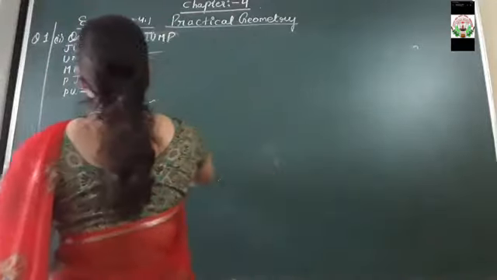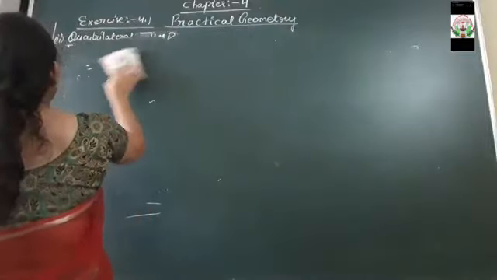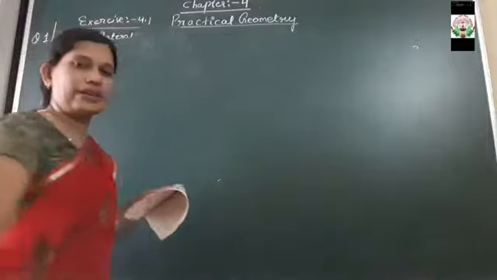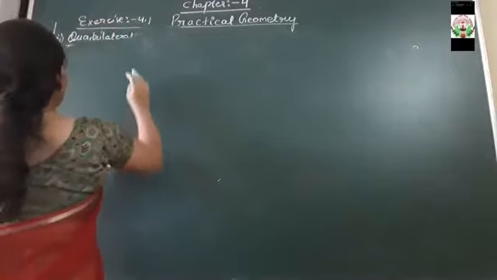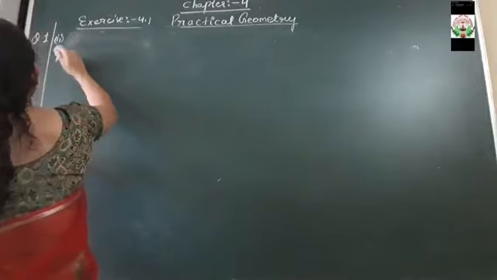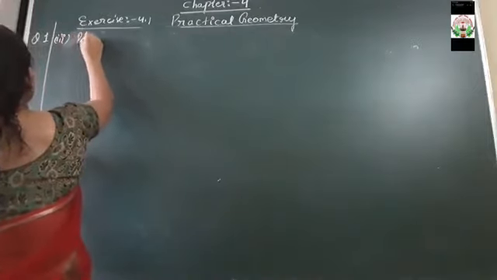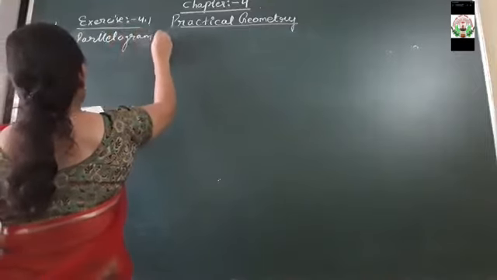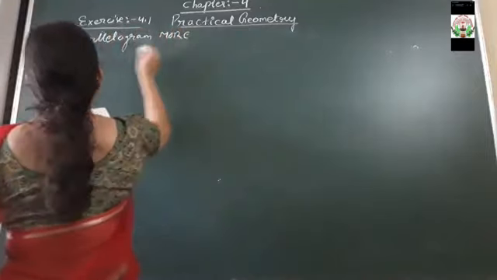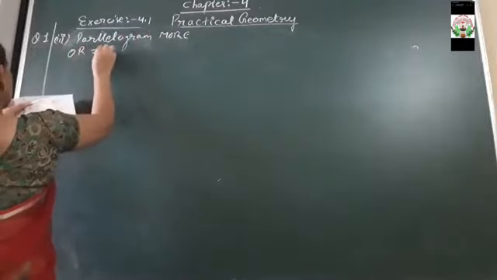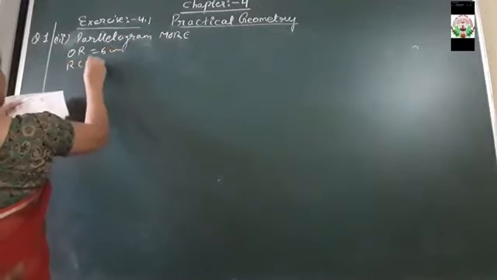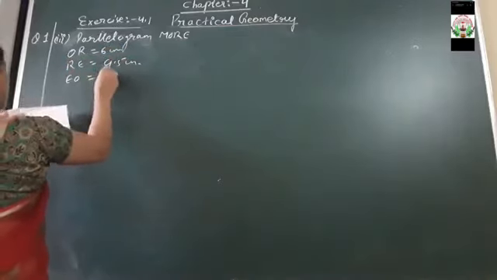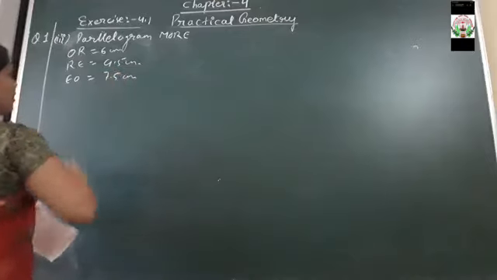MORE, M-O-R-E, and with the help of that we have to draw a quadrilateral, a parallelogram. The name of the quadrilateral is given as a parallelogram. So here what you have to do, student, you have to draw a parallelogram. M-O-R-E. Measurement is given. OR is equal to 6 centimeter. RE is equal to 4.5 centimeter. EO is equal to 7.5 centimeter. It is given like that.